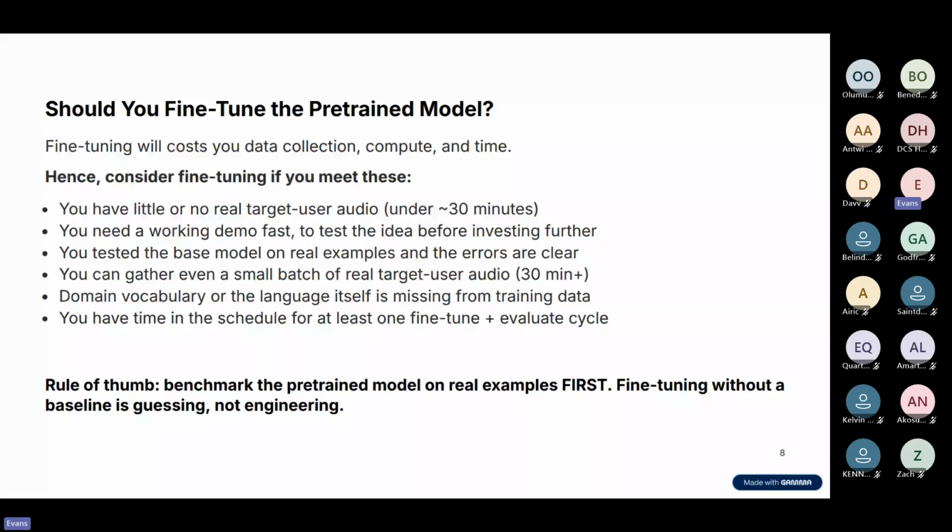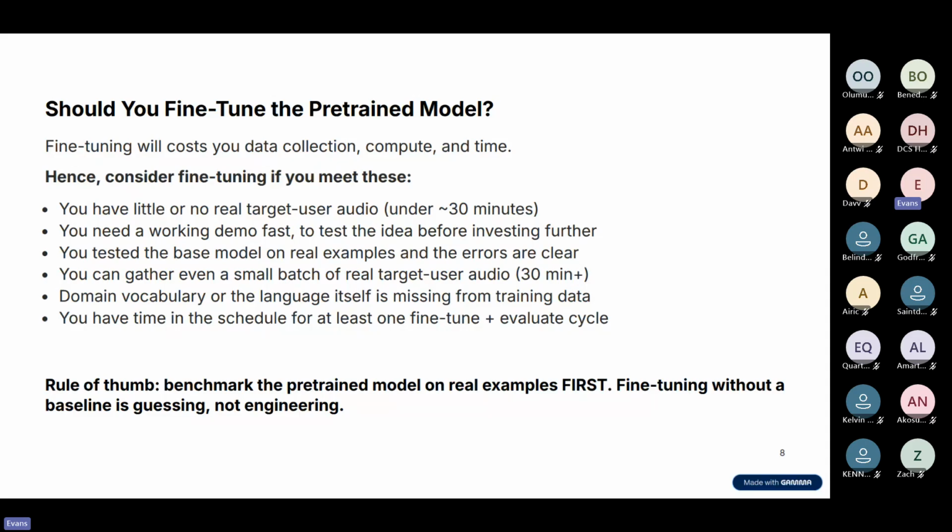Then you also want to test your idea. You need a working demo fast, right? To test the idea before investing further, you can fine tune. You tested the base model on real examples and the errors are clear. The base model, that's the pre-trained model that you have. You tested and you saw that, okay, it wasn't working. So you can fine tune it. It wasn't working on your use case.